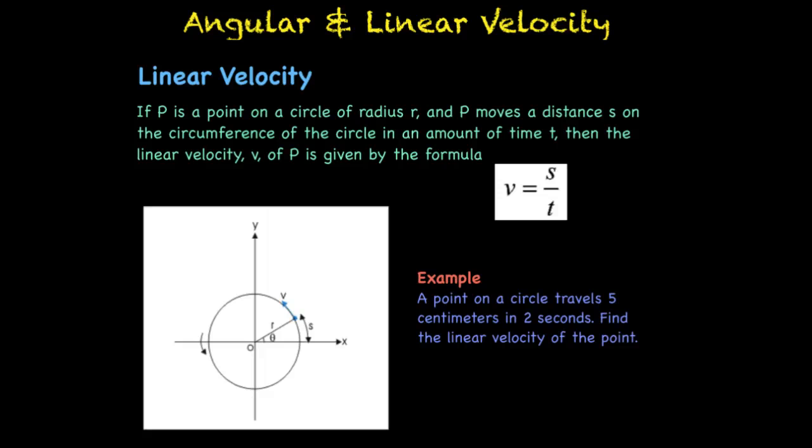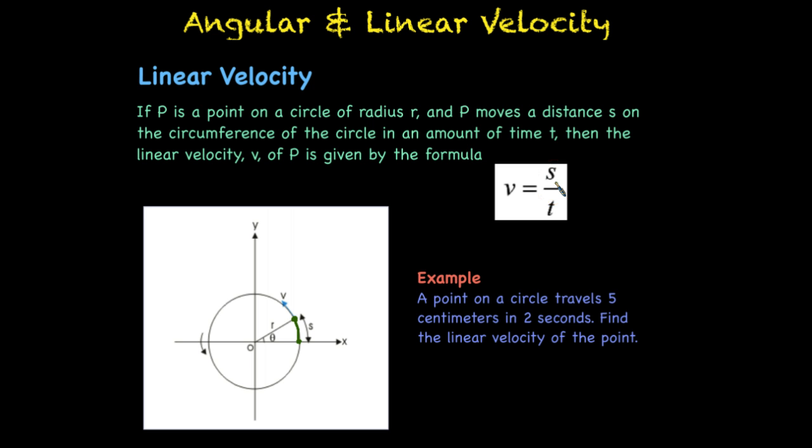Let's now explore some linear velocity. Linear velocity says this. If P is a point on a circle, we'll assume this blue dot right here is point P. I'll make it green so you can see it better. P is a point on a circle of radius r and moves a distance s. Started here and moved to here. Moved a distance s on the circumference of the circle in an amount of time t, then the linear velocity, v, we'll call it, of P is given by the formula where velocity is equal to the distance that it moved, which we call s, divided by t.